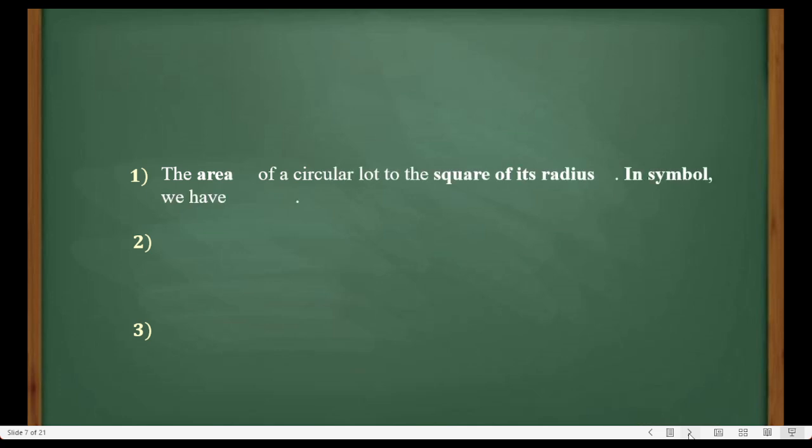The area of a circle varies directly as the square of its radius. So the area can be represented by capital letter A, and the radius can be represented by the symbol r. So in symbol, that will give us A equals kr squared.